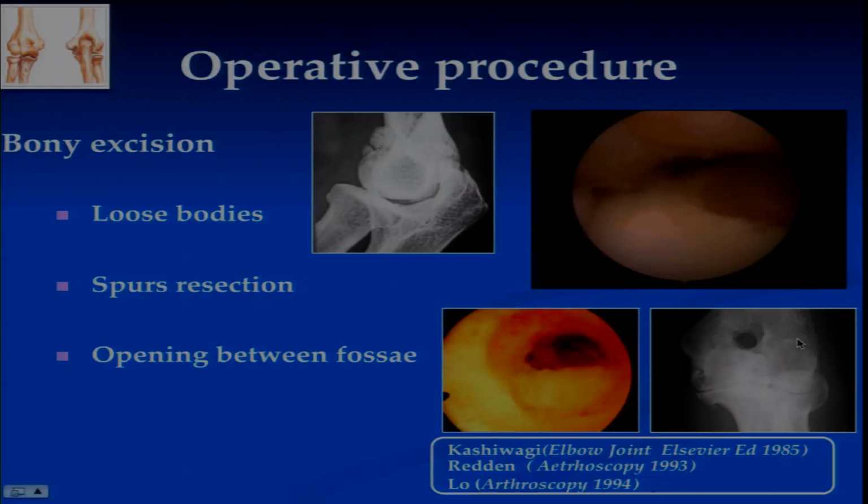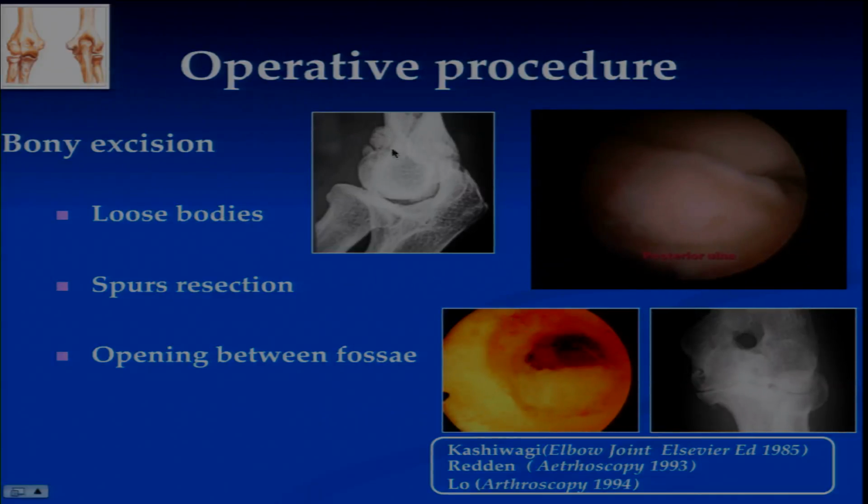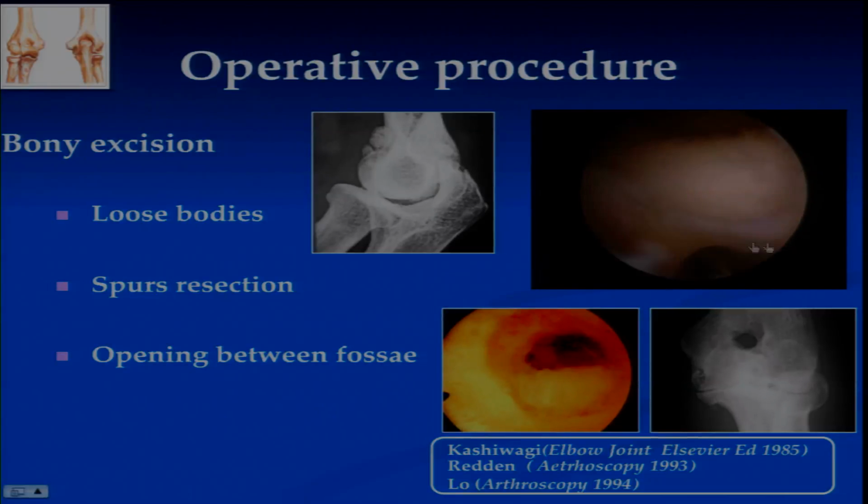The second step is the bony excision. The bony excision is, of course, the loose bodies, which are very frequent in arthritis. It's a bone resection. Here you have a radial head with arthritis. You have posterior bone spurs, which is quite important regarding the size of the burr, and you can resect it without any difficulty with a burr or with a curette or whatever you want.